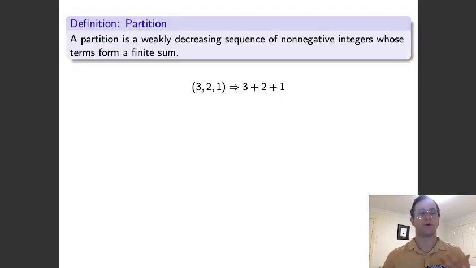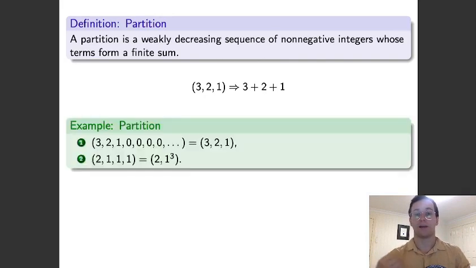Now, a more useful way to instead write these partitions is in the form of these sequences. So here I've written the sequence 3, 2, 1 to encode that sum from before of 3 plus 2 plus 1. And because that sum on the right equals 6, we say that that sequence on the left is a partition of 6. More generally, partitions are weakly decreasing sequences of non-negative integers whose terms form a finite sum. So for example, we can add 1, 2, or a tail of infinitely many zeros to a partition, and we in fact say that it is the same partition.